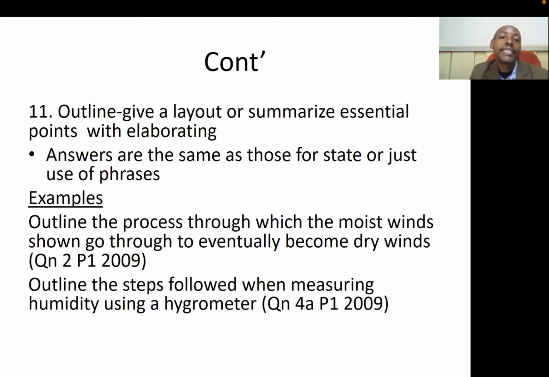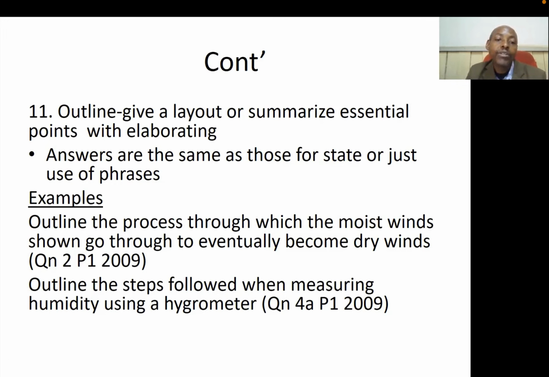The term outline requires the candidates to give a layout or summarize the essential points without elaborating. Answers are the same as those for state, or just use of phrases. For instance, outline the process through which the moist winds shown go through to eventually become dry winds. This was especially true in paper 1, 2009, where candidates were given a diagram showing a mountain or highland, and then moist winds on one side, which eventually become dry winds on the other side.